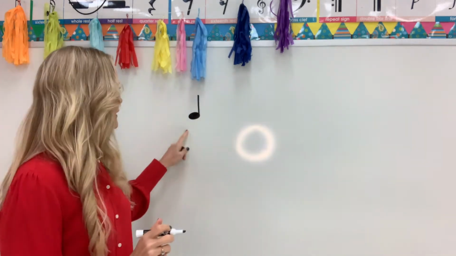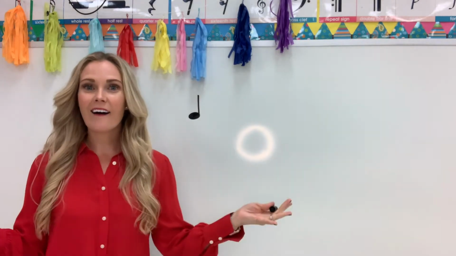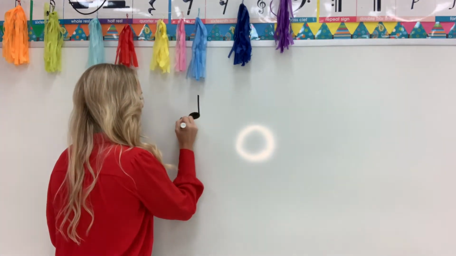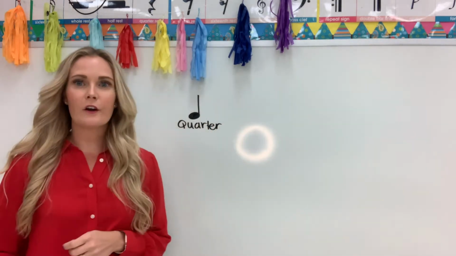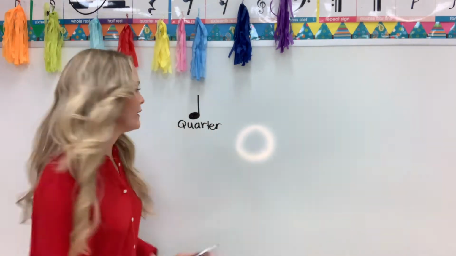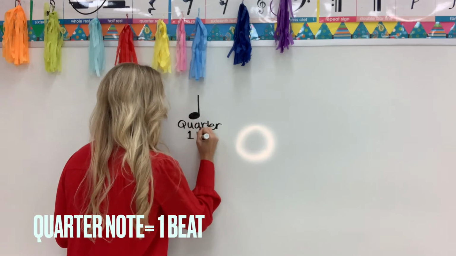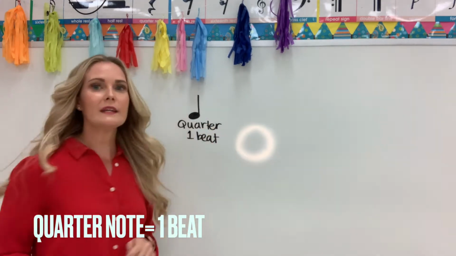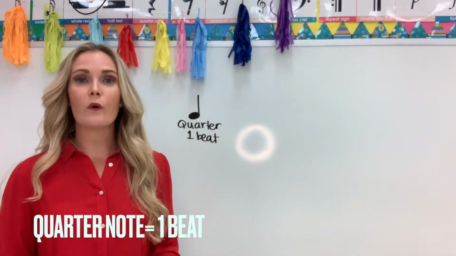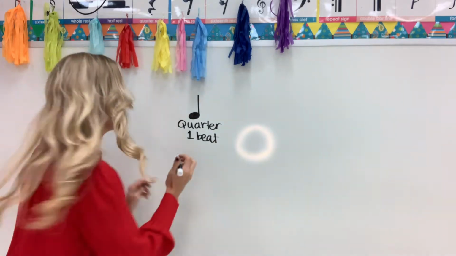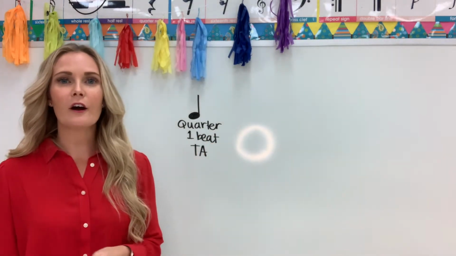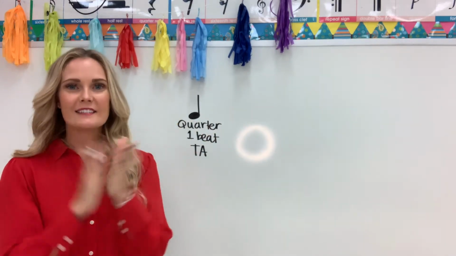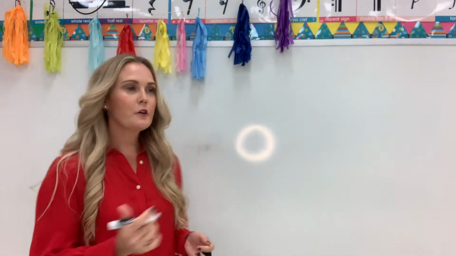So right here, this is the quarter note, remember that. And the quarter note equals 1 beat. And when we see it in our music, we give it 1 clap and we call it ta. Okay, so when you see your quarter note, you know it's 1 beat, ta. Next note.